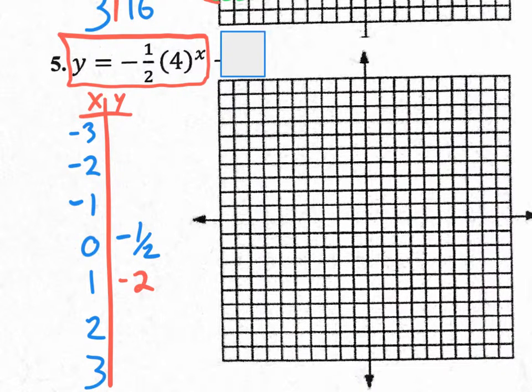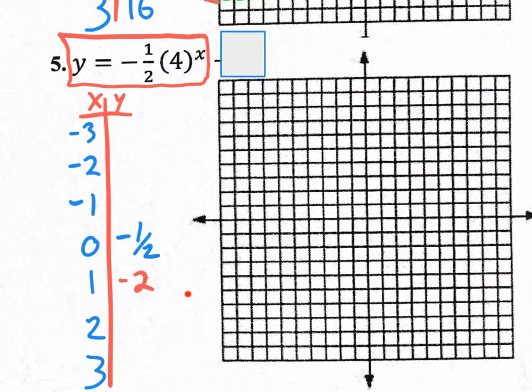And that would be using the growth factor. What's the growth factor? 4. So if I get the easy output, negative half, how could I get to the next one? I need to multiply it by 4. It needs to grow by 4. So when I go negative half times 4, I get negative 2.